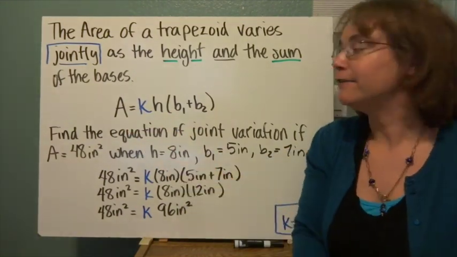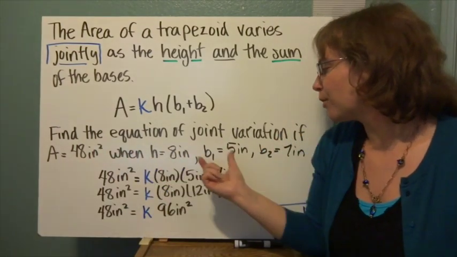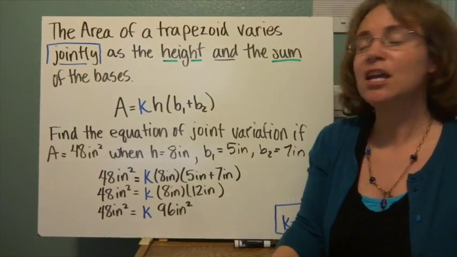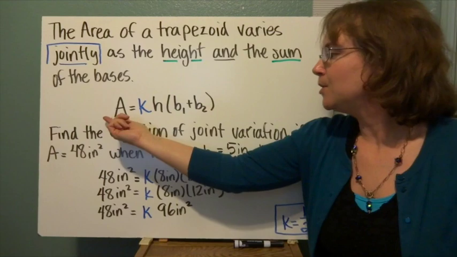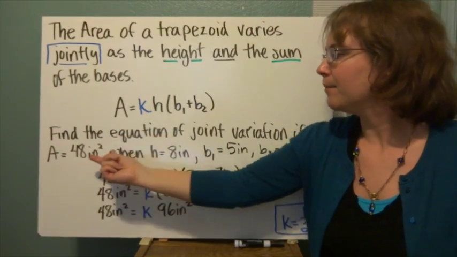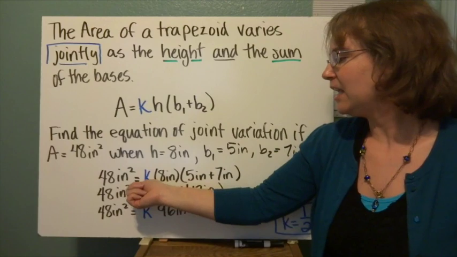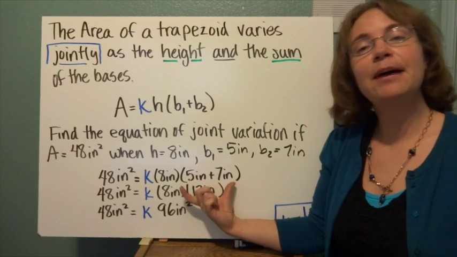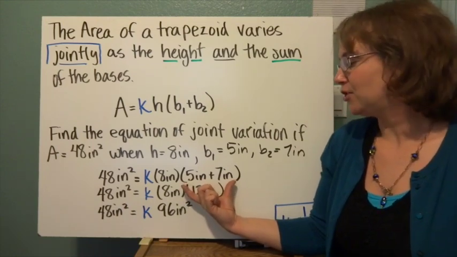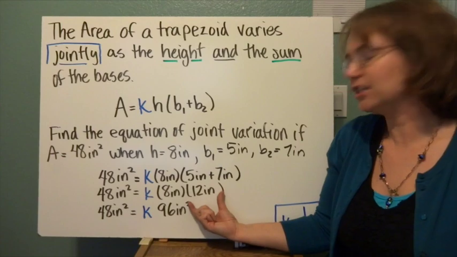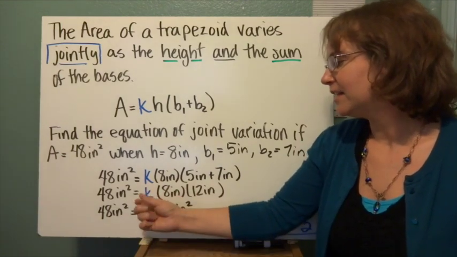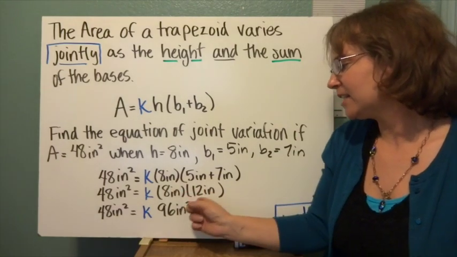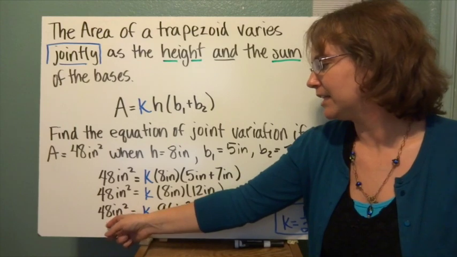For my equation, I need to find k. Now I know this is true for a particular case. I can use that case and the knowledge that it varies jointly in order to solve this. So I'm going to substitute the values I know in. I know the area. My area is 48 inches squared equals k times the height, which is 8 inches, times the sum of the bases, 5 inches plus 7 inches. Now I can go ahead and add those together to get 12 inches, times 8 inches, times k equals 48 inches squared. When I multiply these inches, I get an inches squared here, and an inches squared is still here.